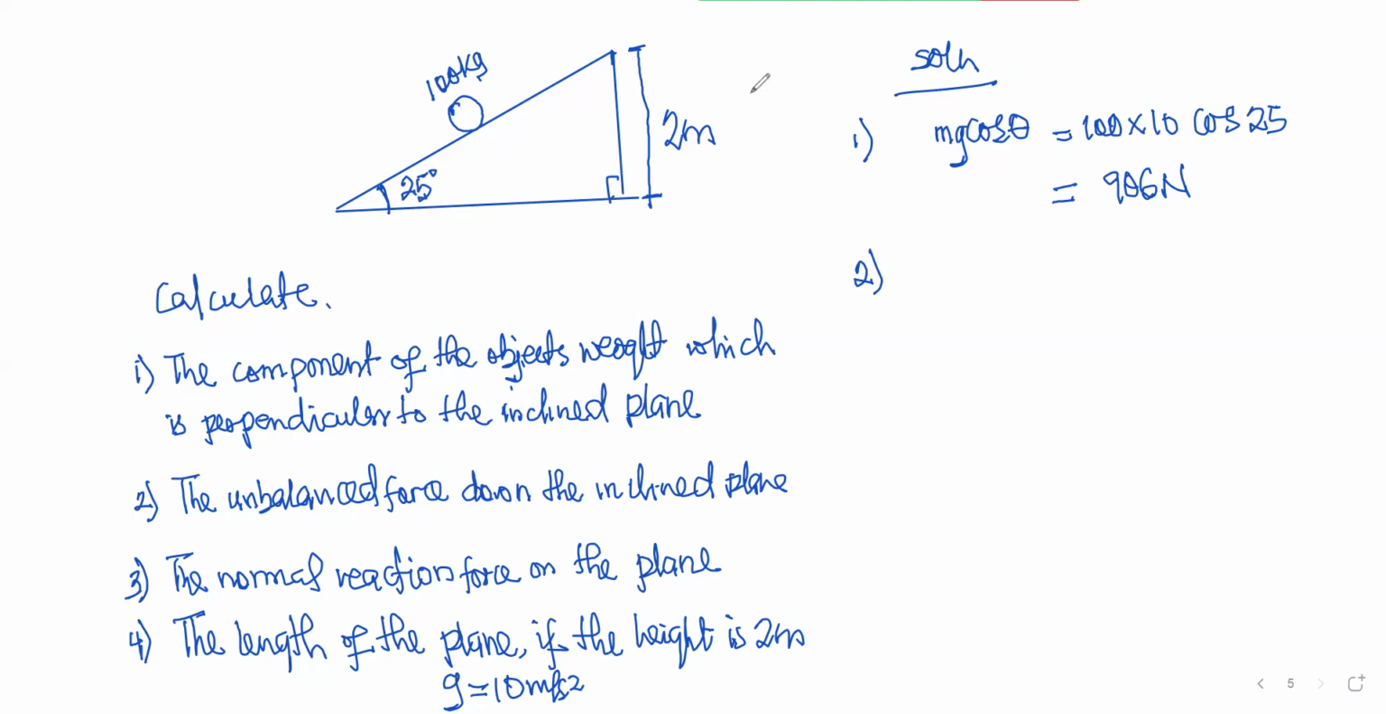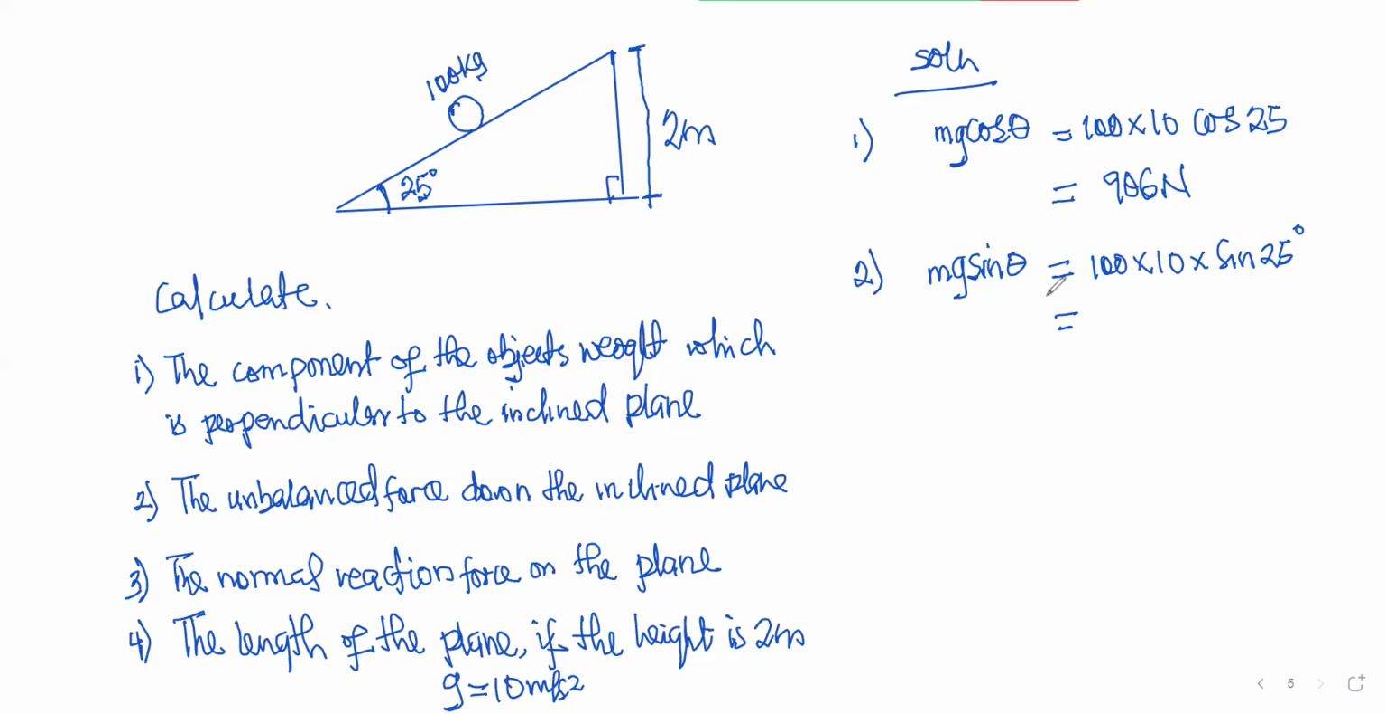Yes, sir. The unbalanced force acting down the inclined plane. On an inclined plane, we always have an unbalanced force of mg sine theta acting down the plane. So the unbalanced force which would accelerate the object down the plane will be 100 times 10 times sine of 25 degrees.